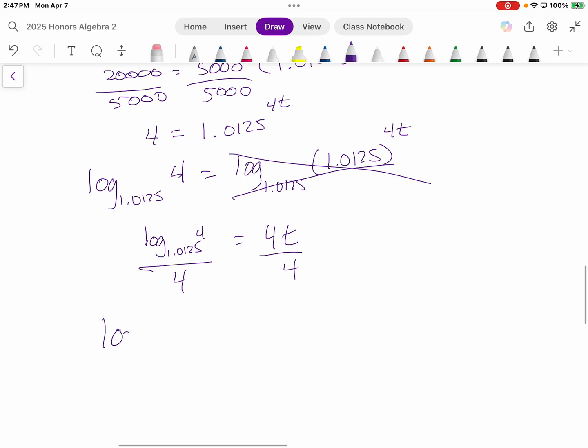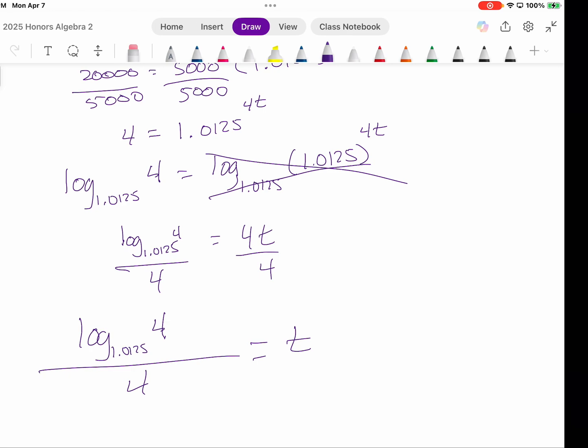So log base 1.0125 of 4, divided by 4. Now nothing cancels. I have to go straight to the calculator here. Just because you see 4s in both places doesn't mean you get to cross them out, so don't. The log base 1.0125 trumps that. So don't cancel the 4s. Now we're ready to go to our calculator.